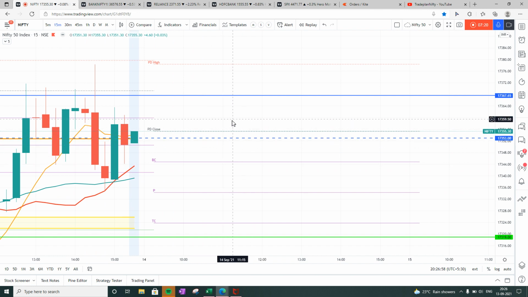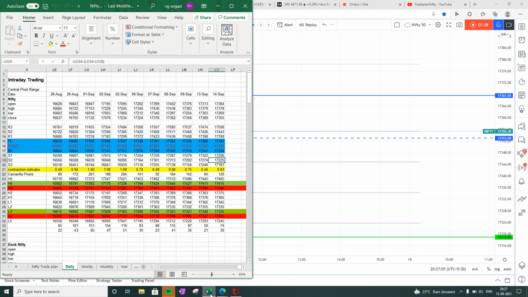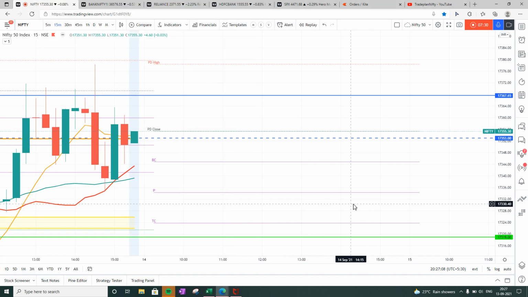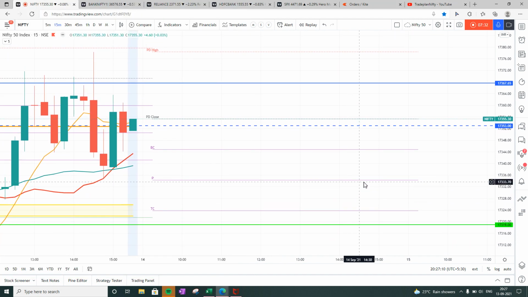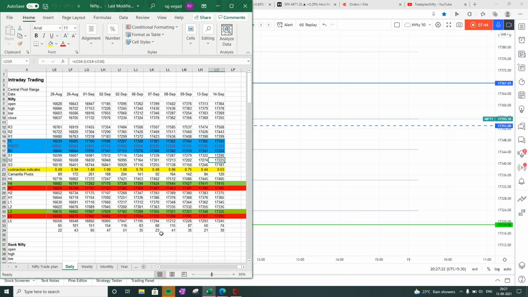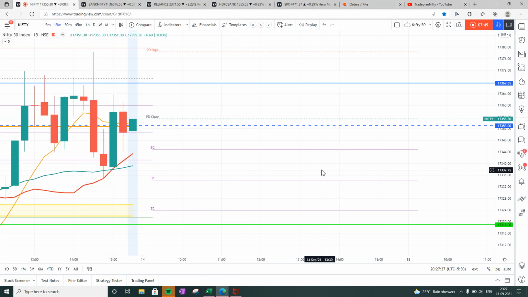So one entry may happen at 17,353 and second entry at pivot, which is at 17,334, and L3 is at 17,325. So that is also closer to the pivot. So first lot at 17,353 and second lot at pivot, which is in the 17,334 and 17,325 zone, with a stop loss of 17,290, which is below L4 of 17,295.